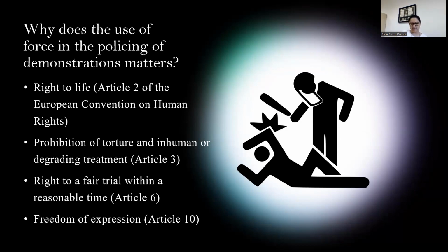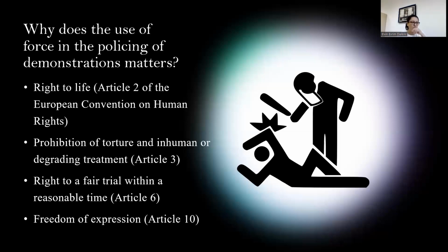Not to exceed my time limit, especially if we're talking about 10 to 15 minute virtual articles, I will try to review the case law of the European Court of Human Rights regarding the use of force in the policing of demonstrations, particularly in terms of the right to life and the prohibition of torture.